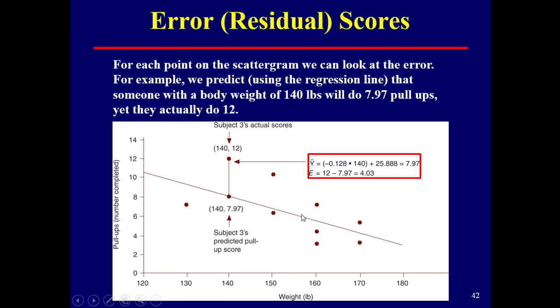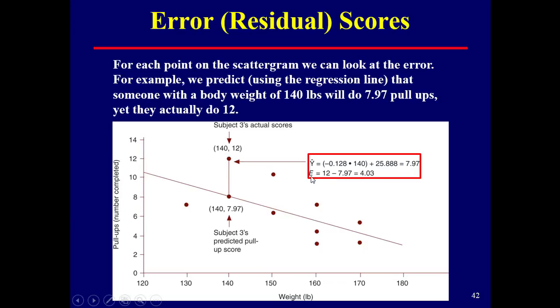We see that this guy who walks in the door that's 140 pounds, based on this line of best fit that we've drawn, based on these other data points, we predict that this guy is going to do 7.97 pull-ups. Well, he comes in and kind of blows it out of the water here, because you see his actual data point is up here. At 140 pounds, he actually did 12 pull-ups.